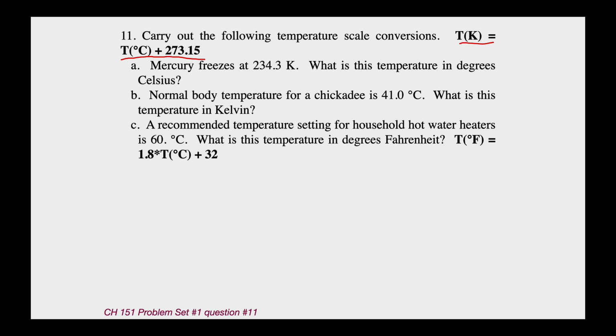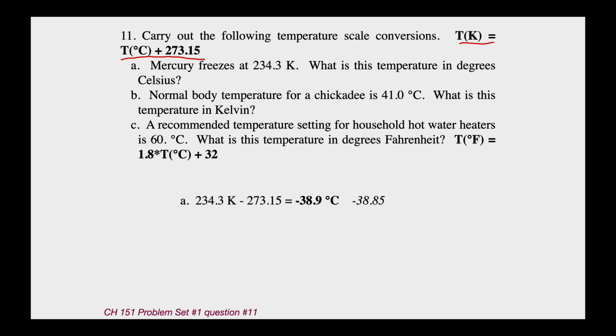So this first question, 234.3 Kelvin, we want to turn it into Celsius. So 234.3 equals X, our unknown Celsius, plus 273.15. To figure out X, we would go 234.3 minus 273.15. And if you do that, you get negative 38.9 degrees Celsius. Now, notice that I used 273.15.